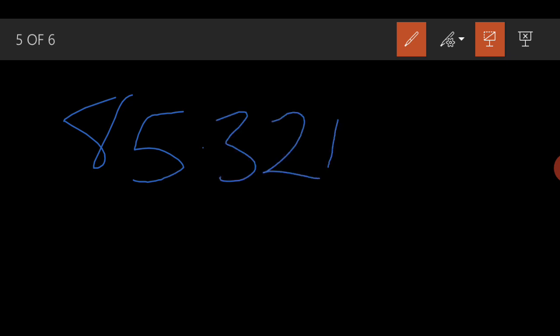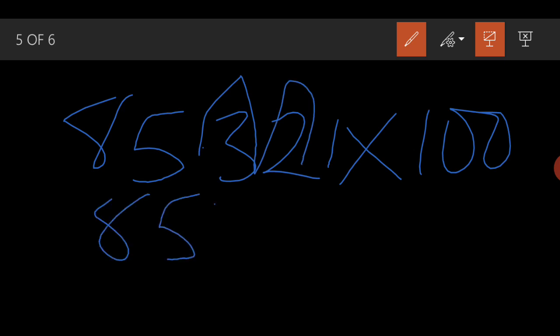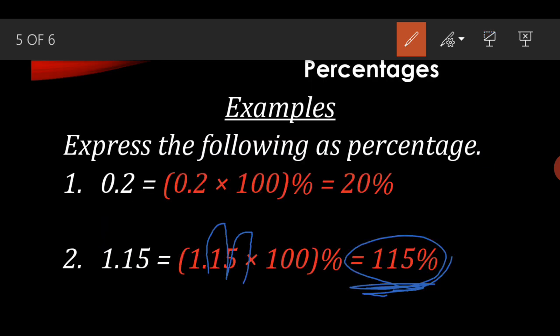You can also have it like this. It could be 85.321, multiply by 100. I told you to move twice. 1, 2. What do we have now? We have 8532.1. This is our answer. This is just an example. Anyway, let's quickly go to the next one.